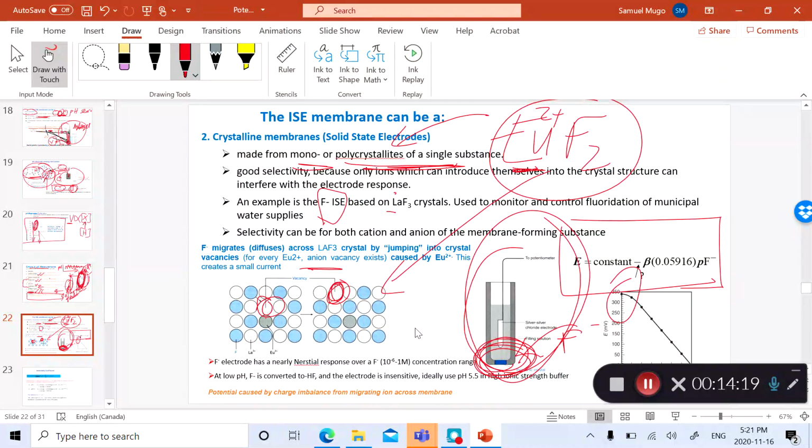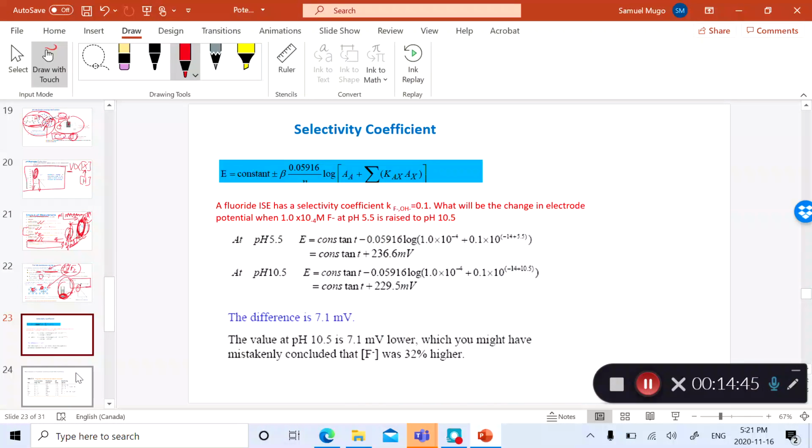Remember, like any other ISEs, they tend to interfere often with OH, hydroxide ions. Hydroxide ions are almost the same size as the fluoride, and so they tend to occupy these cavities as well. And so you've got a problem with the selectivity coefficient of fluoride and hydroxide, which tends to interfere. For example, you've got a problem like this, and I've shown you this before, that is a Nernst equation, and this would be the activity of fluoride, for example.